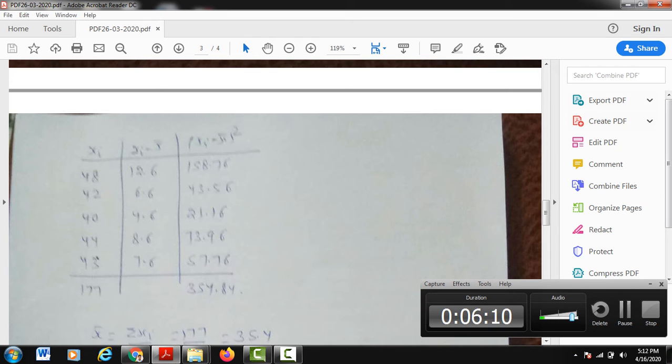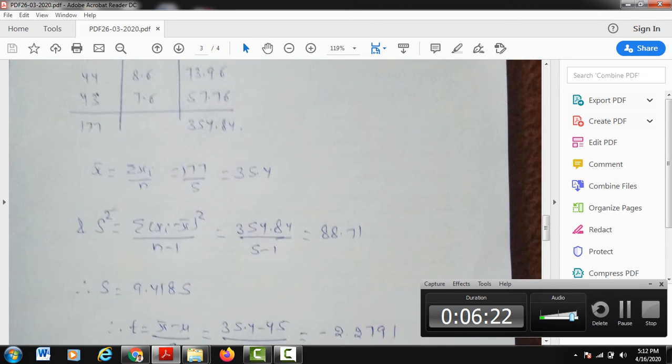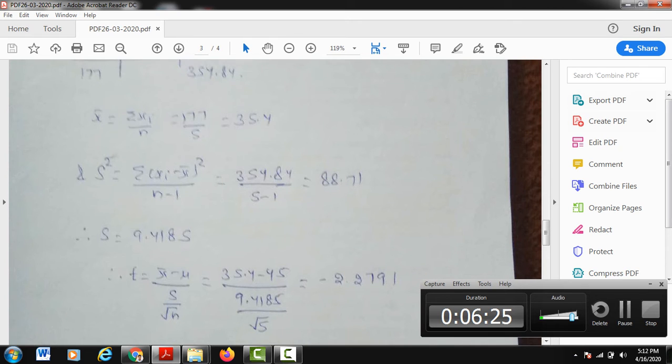Then we are having xi minus x bar. I will subtract each entity of this xi from 35.4, and in the next column I will generate xi minus x bar whole square, and the summation comes to be 354.84. Now I am going to evaluate capital S square, that is sigma xi minus x bar whole square over n minus 1, that is 354.84 over 5 minus 1. Please students verify this calculation also, and it comes up with 88.71. So capital S, if I take the under root, it comes to be 9.4185.